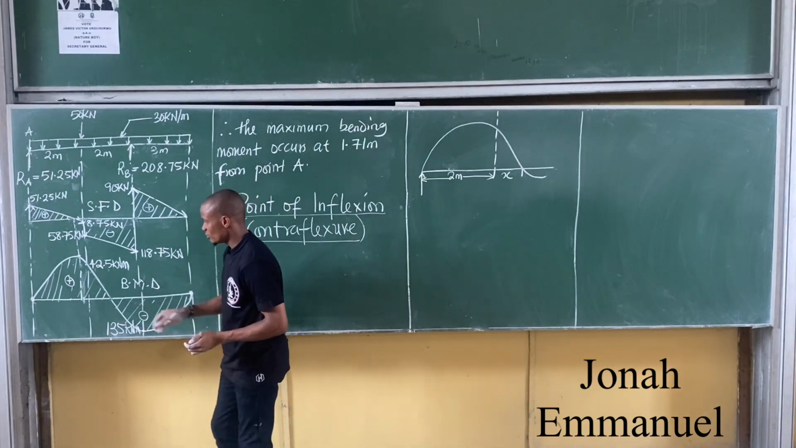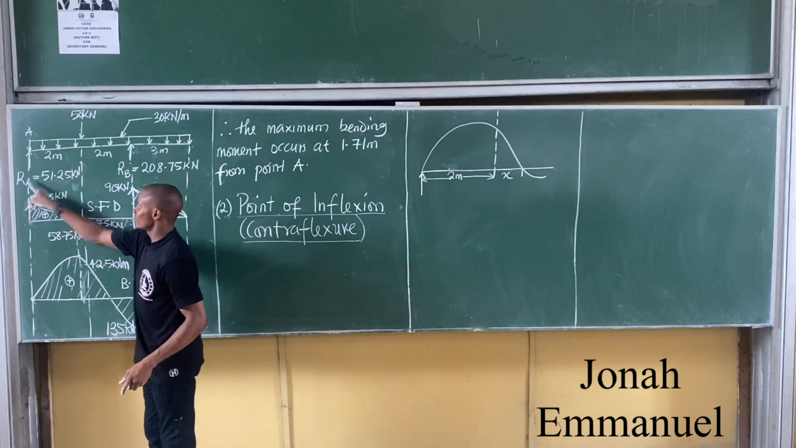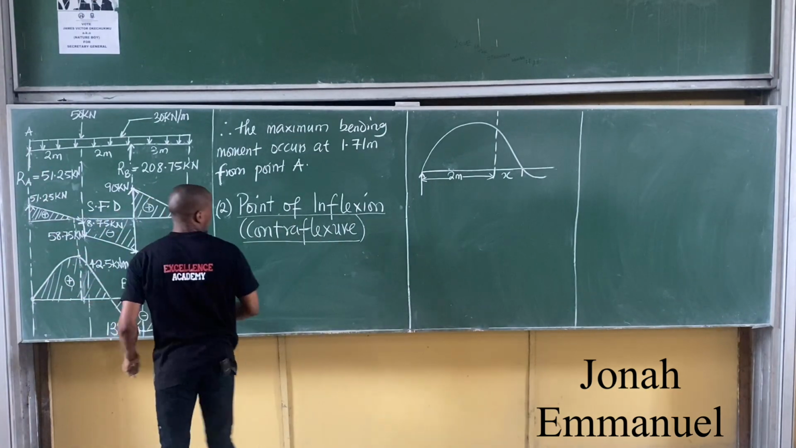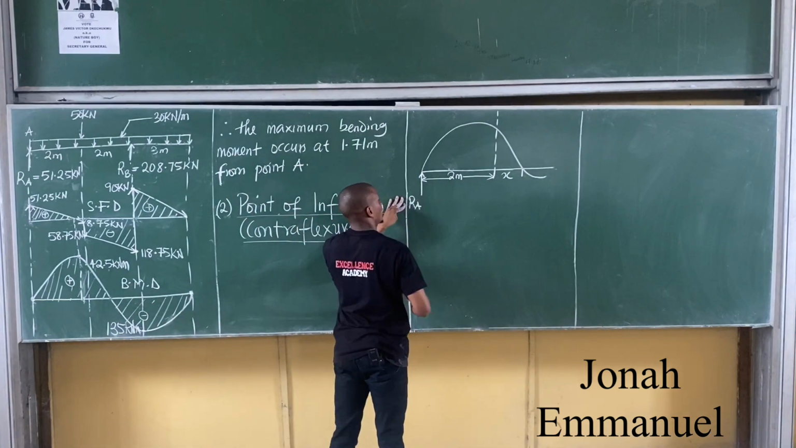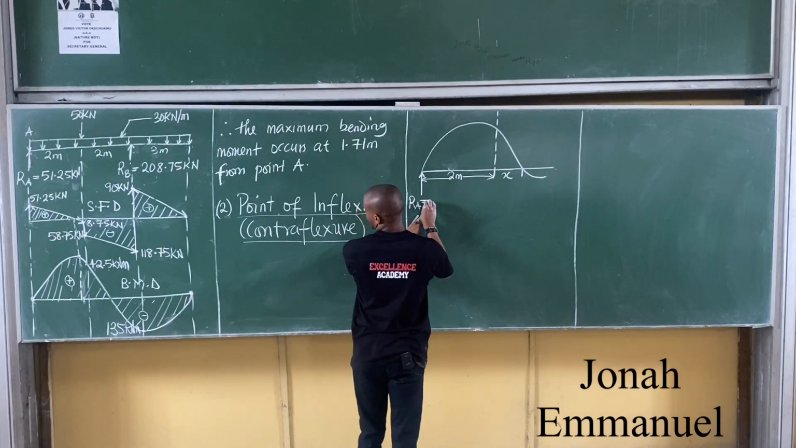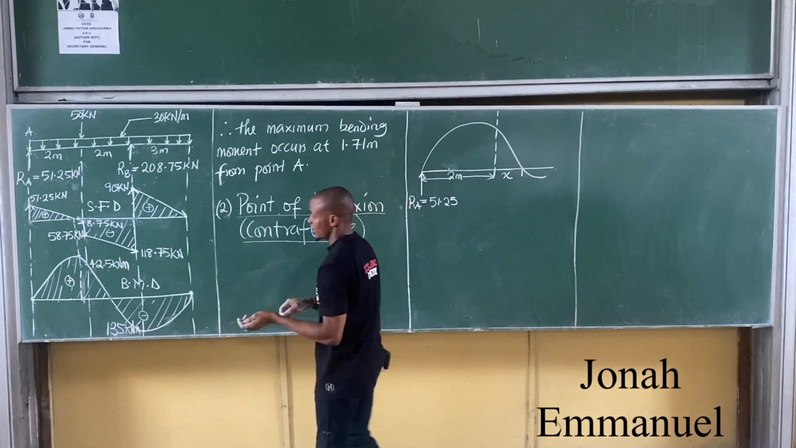What else can we see? We can see this force here. Which force was here? The ROA, yes. So I'll come here, bring back the forces. ROA, what was the value in there? 51.25. What other forces can you see there?